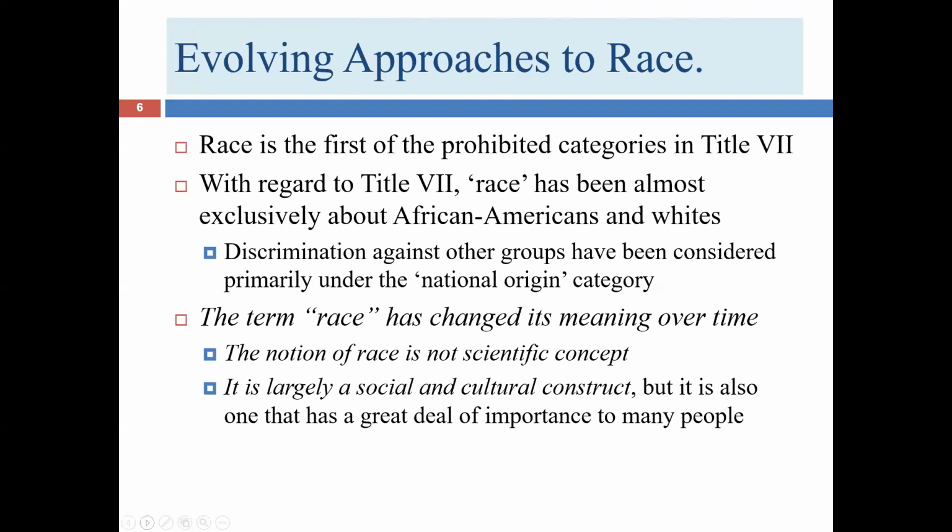Another interesting thing about race is that the idea of race is really something that has evolved over time. The idea of race is much more of a social or cultural construct than a scientific concept. There is no gene that determines whether I'm of this race or that race. In fact, it's rather difficult for a scientist who's looking at a bit of my blood to be able to decide what my racial identification might be. And so it's more of a cultural idea, but that doesn't mean it's not important.